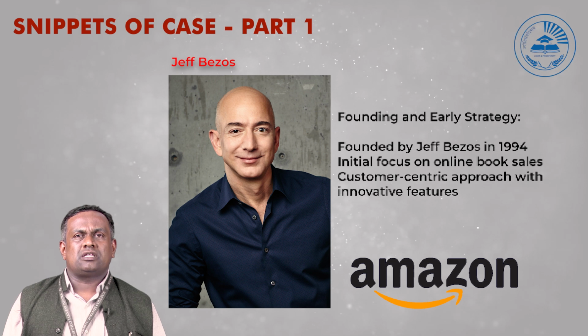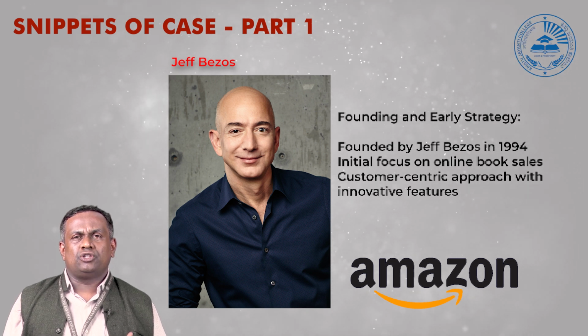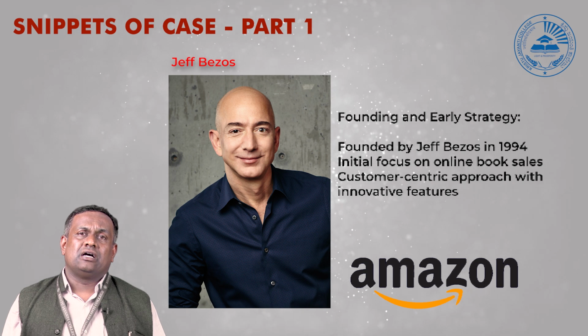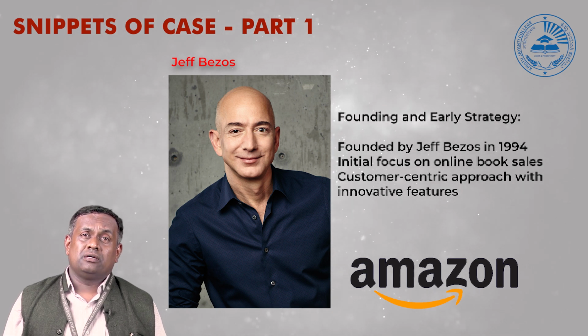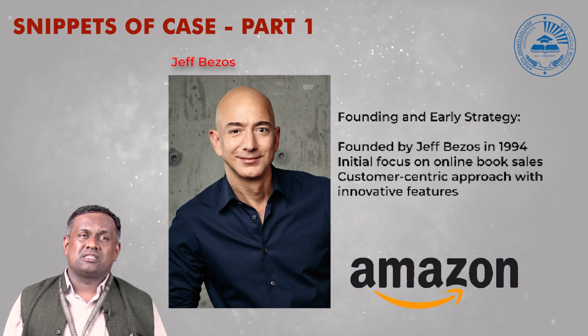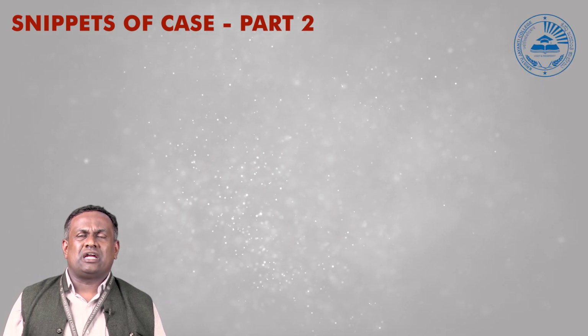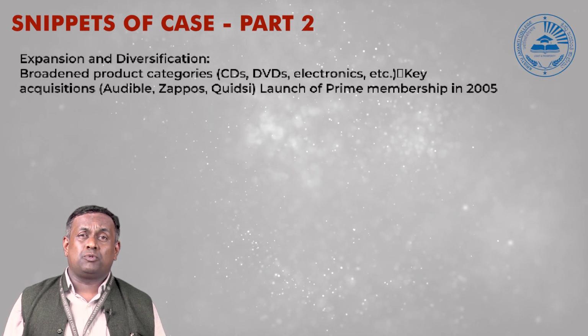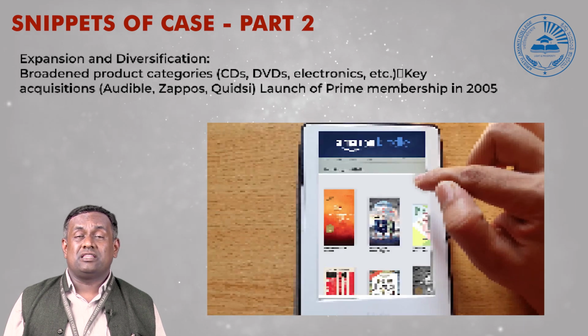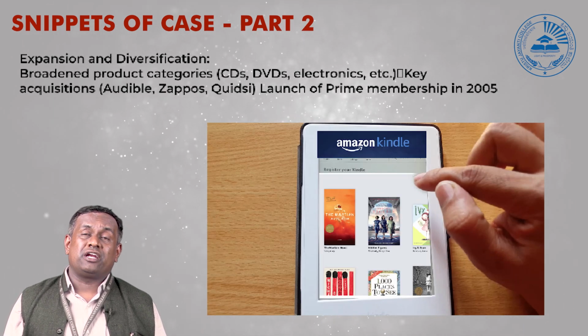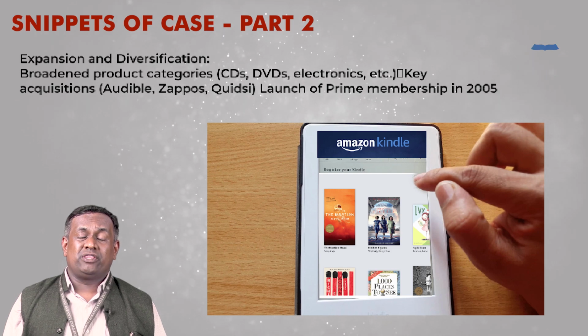The people who have not seen the first session should see it, so that they get a clear idea what exactly the Amazon case is basically concerned about. Then we have the initial focus, how they started the business. Basically they were concerned about selling products, basically books, through online. Then they started the most important thing, the customer centric approach with innovative features.